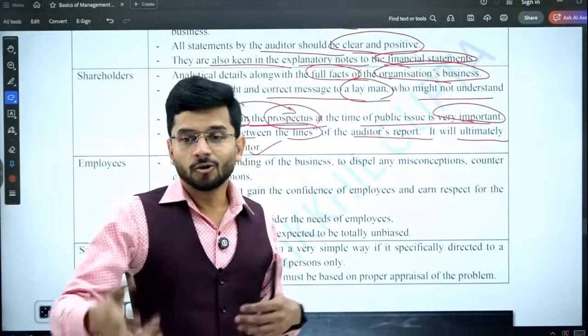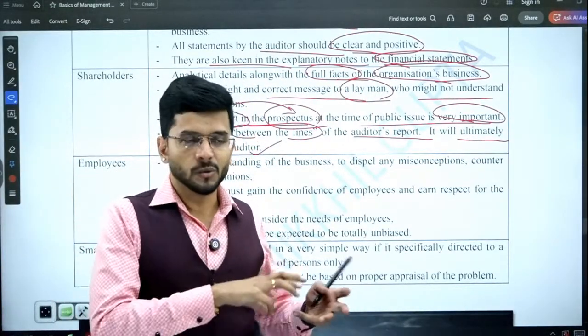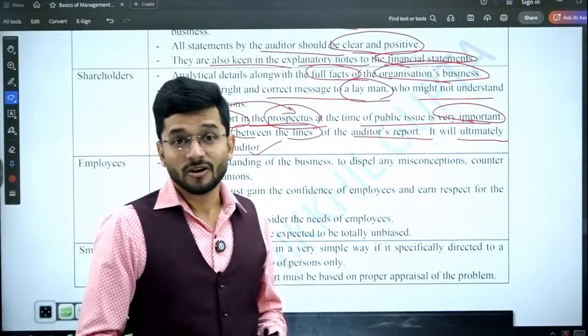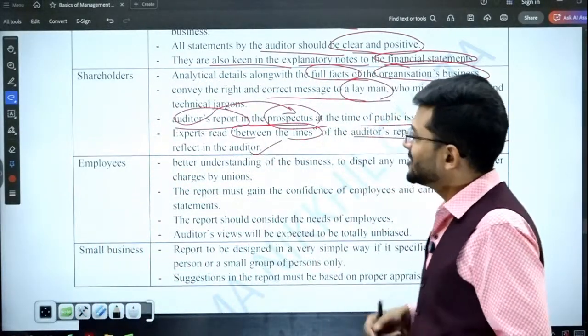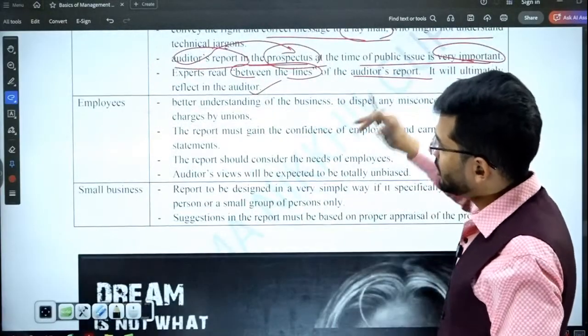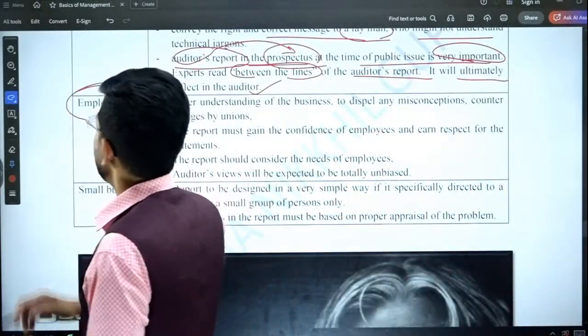So they would try to make a lot of sense out of the words which are written by the management auditor. So every word has to be used carefully by the management auditor. So this is from a shareholder's perspective. What would employees want from a management auditor?